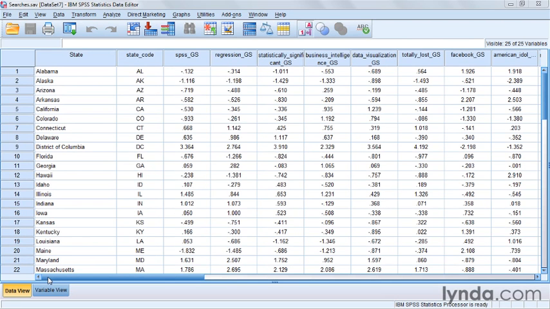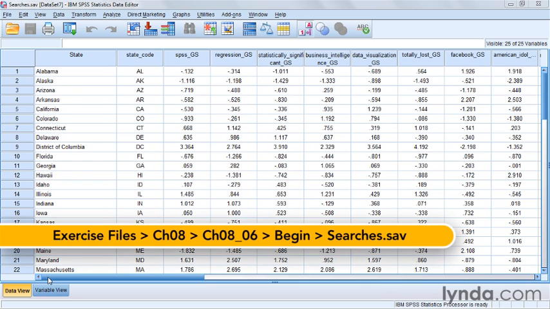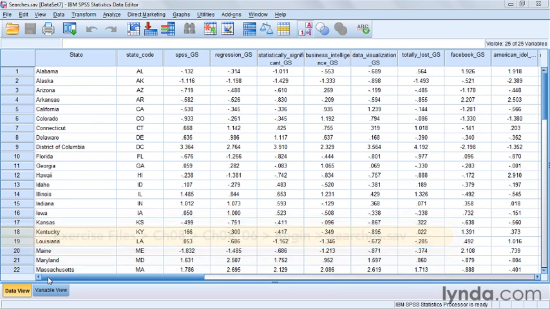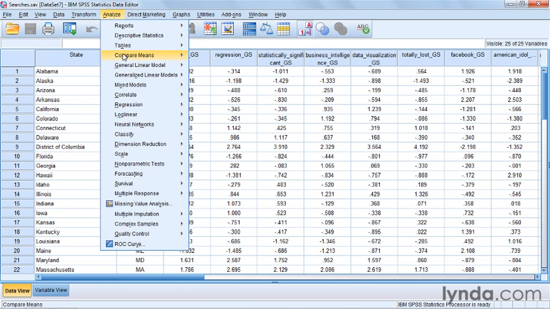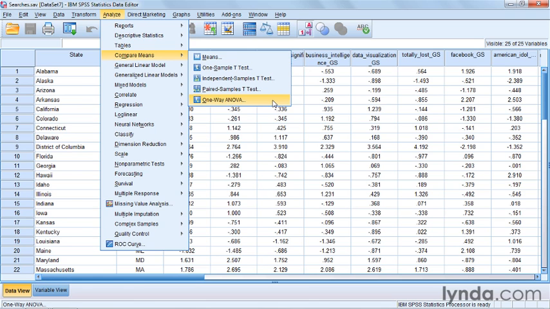For this demonstration, I'm going to use the Google searches information in searches.sav. And to get the analysis of variance, what we need to do is go up to Analyze, to Compare Means, to what's called the One-Way ANOVA. It's called one-way because we're going to use a single categorical variable or factor to differentiate between the groups. This is because there are other versions of the analysis of variance where you can have more than one categorical variable. We have just one, so this is the one-way analysis of variance.